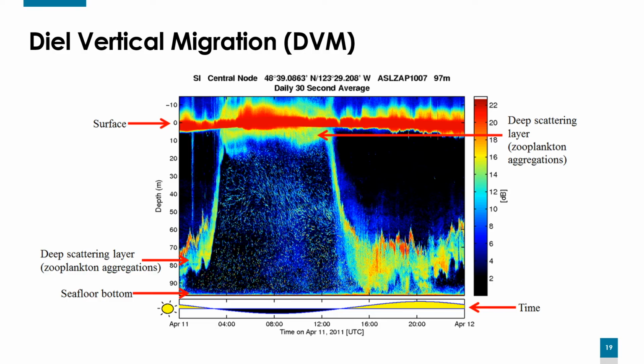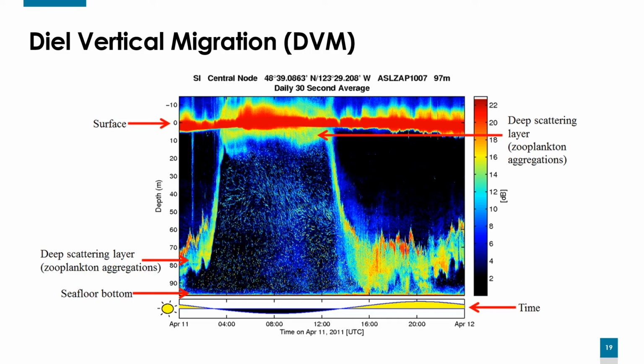What we see here, if we look at the surface, everything is nice and labeled. So we have the surface, and then down below, between 70 and 90 meters, we have an aggregation of zooplankton at what looks like probably around 12 a.m. or so. And as we get towards near dawn, we see that the aggregations of zooplankton start to move up in the water column.